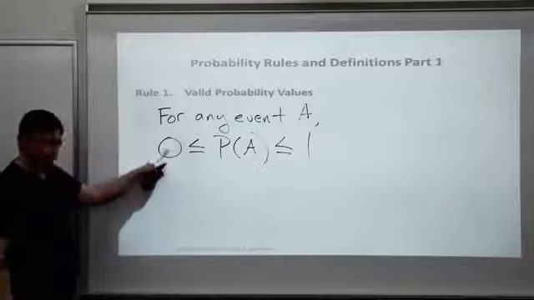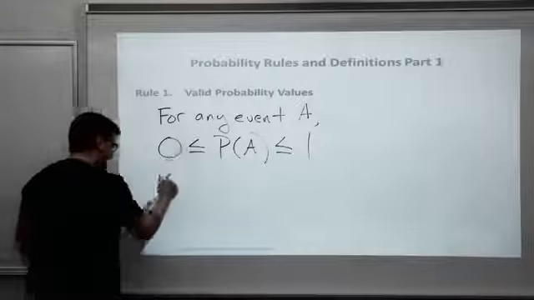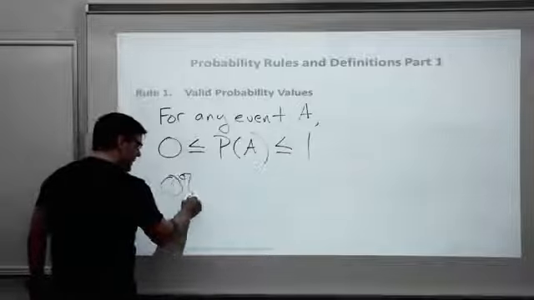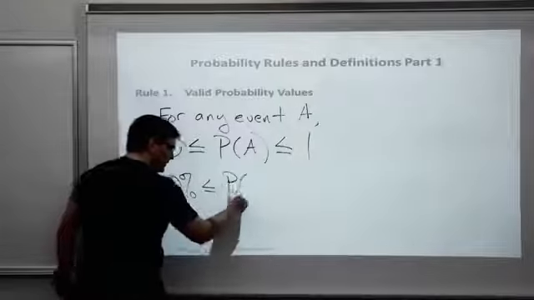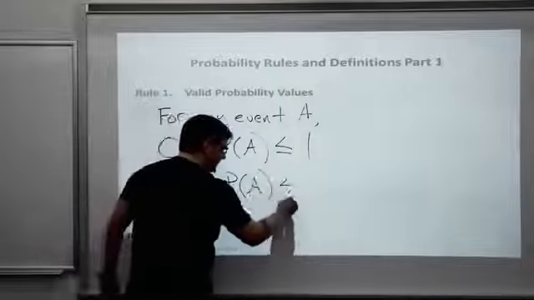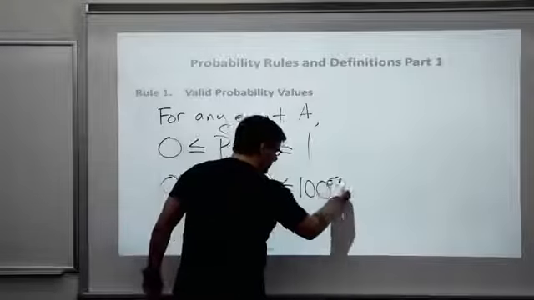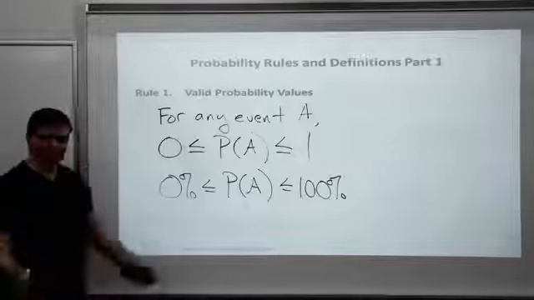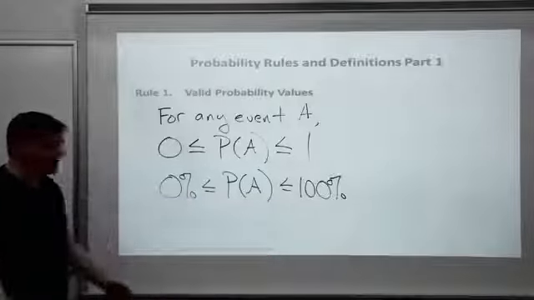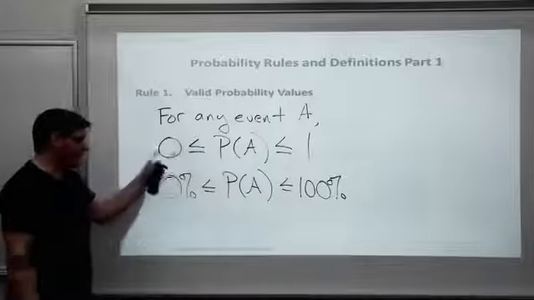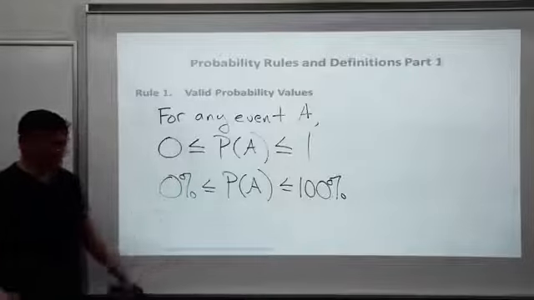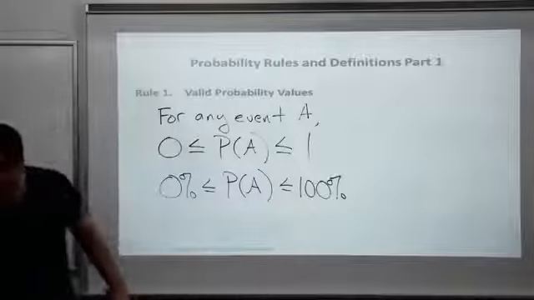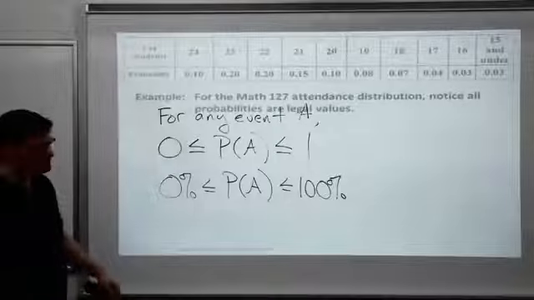That's as a decimal. Likewise, same exact thing. You could put 0% here, less than or equal to probability of A less than or equal to 100%. So if you're ever listing out probabilities in a table, all the numbers have to fall between 0 and 1, inclusive. No negatives, nothing bigger than 1 or 100%.